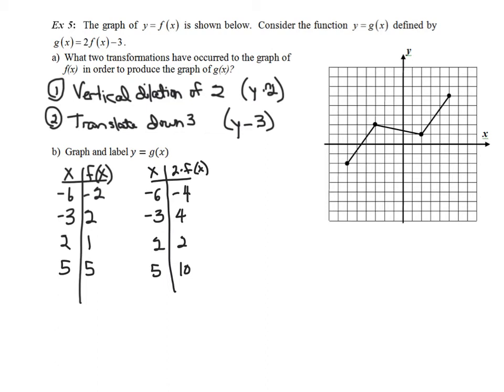Now let's go ahead and do the second transformation to all of those points. So we're going to take our x value and keep that column exactly the same.